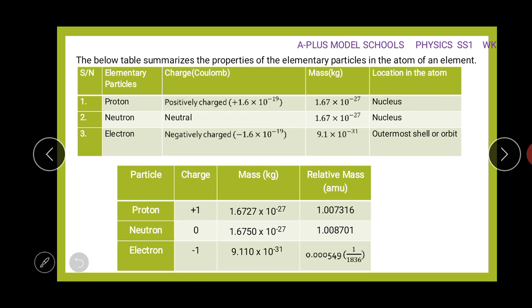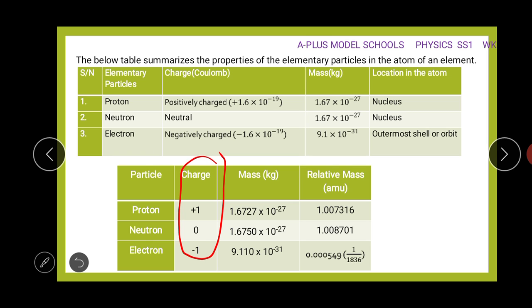Now let's look at the table below, which shows some basic properties of particles of atoms. Most of the textbooks have this. You can check your textbooks. The charge here is one of the main things I'm really interested in. A proton has positive 1 charge, an electron has negative 1 charge, and the neutron is neutrally charged, 0 charge.